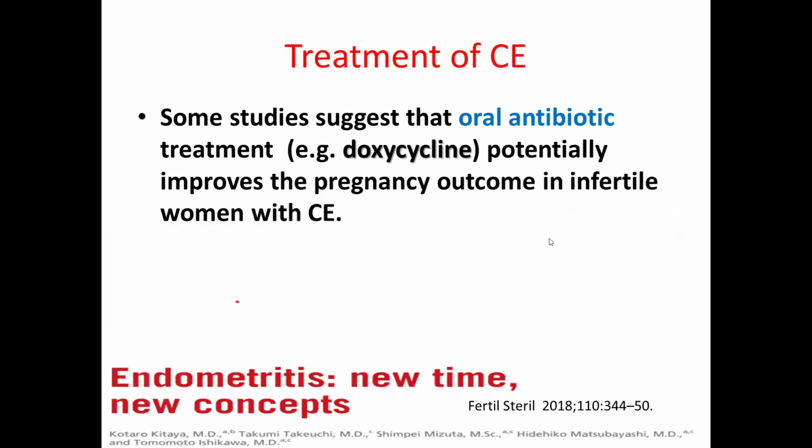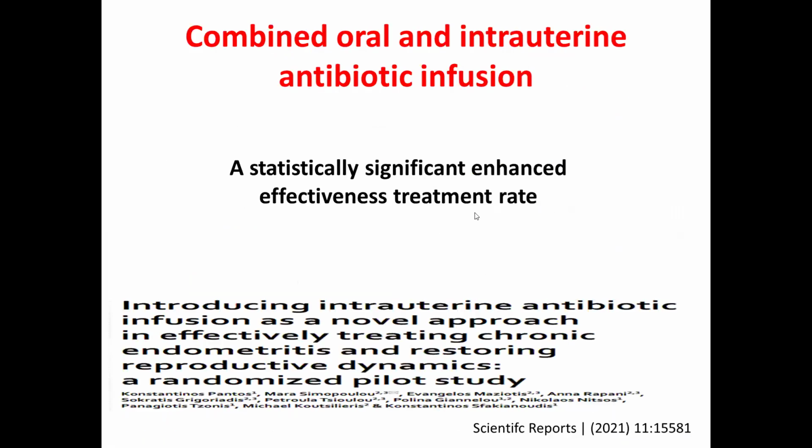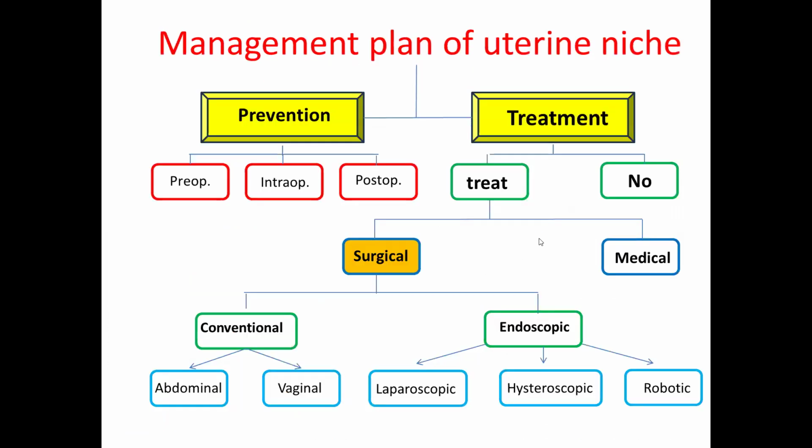Causal, because you have to treat the cause. If you have a patient with chronic endometritis, you have to give antibiotics, particularly doxycycline, as mentioned in many studies, or combination of intrauterine antibiotic and oral antibiotic. Intrauterine infusion and oral antibiotic therapy have more significant and enhancing effect on the treatment of chronic endometritis. So you have to treat. If you have a patient with uterine niche, you have to have a protocol of management, prevention, treatment, and treatment may be surgical, may be medical, and surgical may be conventional or endoscopic.